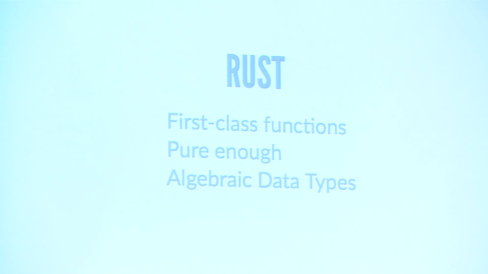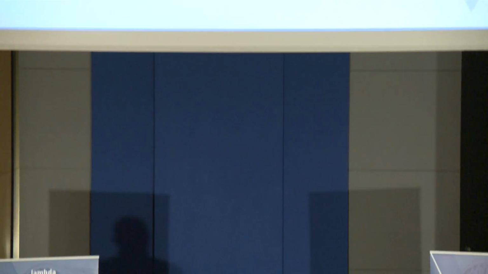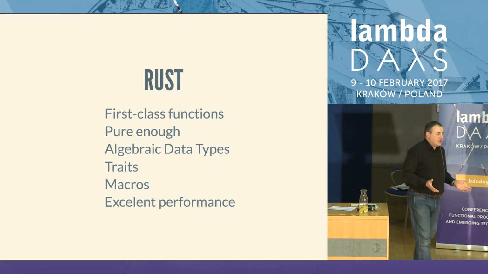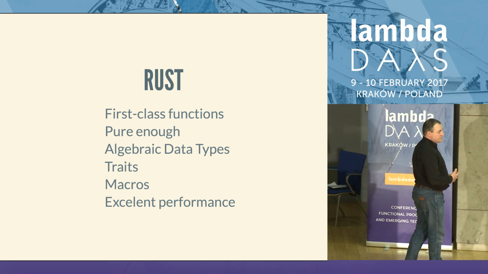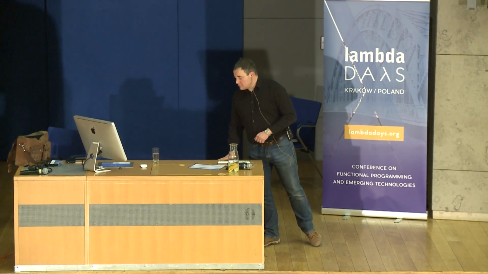A language that provides algebraic data types. We can do all nasty things with that. We have traits which work pretty much the same as type classes. And you can use macros to create all those things that are missing from the language. And you don't pay for it. I mean, you still get C-level performance, or even better than C, because types can enable very nice optimizations. Questions?